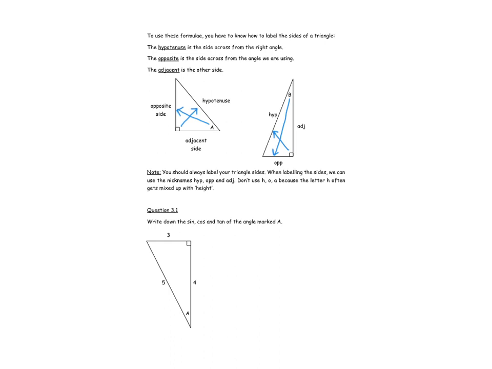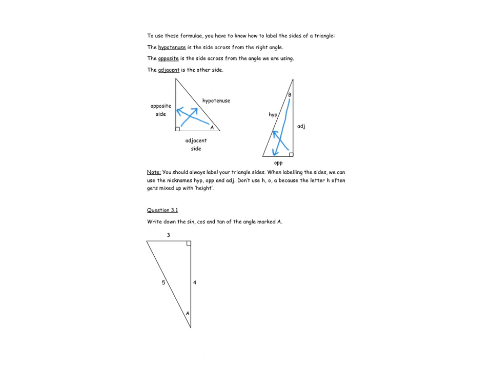It's really, really important. And when labeling the sides, we can use the nicknames HYP, OPP, and ADJ. Don't use HOA because the letter H often gets mixed up with height, and that's one thing people do in the exam the entire time. So please use HYP, OPP, and ADJ.